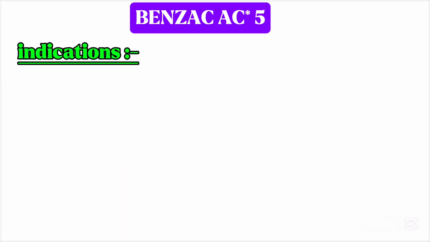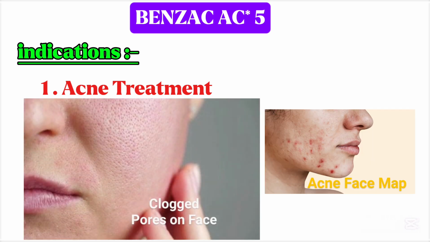Indication of Benzac. Number 1. Acne treatment. Benzac AC5 is primarily used to treat mild to moderate acne. Benzoyl peroxide works by reducing the amount of acne-causing bacteria and helping to unclog pores.